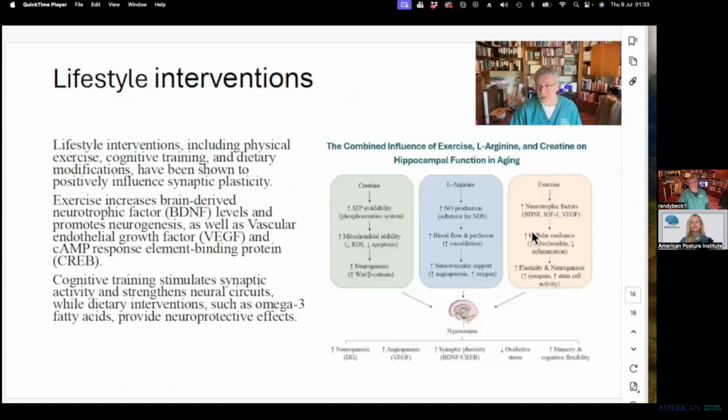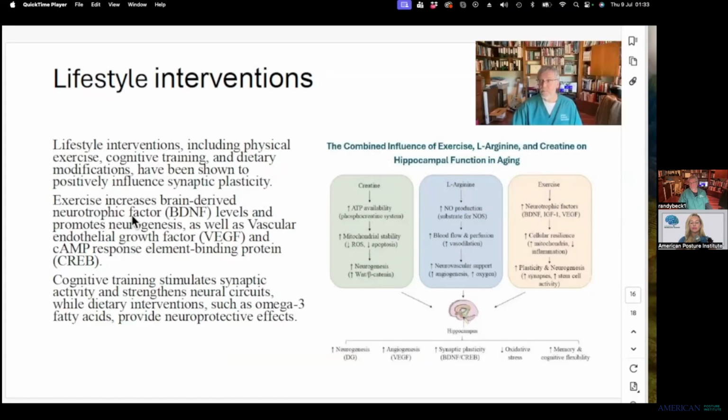Again, the lifestyle interventions are extremely important. So physical exercise, cognitive training, dietary modifications. Now, these will all lead to a positive influence on synaptic plasticity. So we'll look specifically here at exercise. So exercise, basically, if we increase creatine, L-arginine, and exercise together, we can get increases in all of these activities.